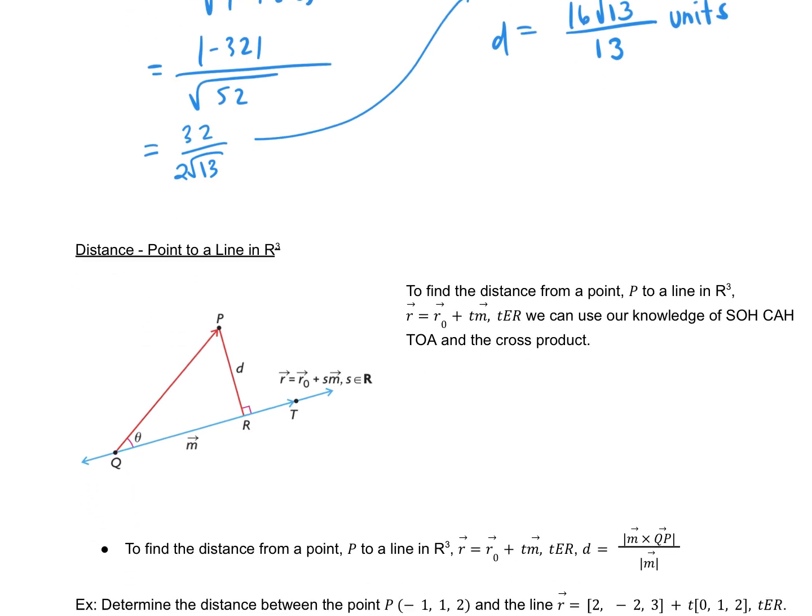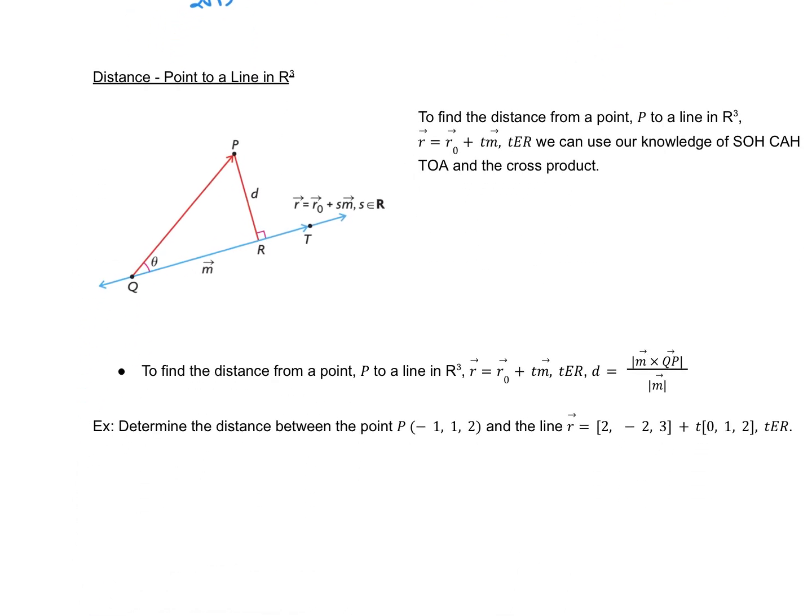All right, let's move on to the three-dimensional space. So we don't have a Cartesian equation of a line in 3D, so we have to use the vector equation. And to develop this formula, we're going to use our knowledge of SOHCAHTOA and the cross product. So looking at my diagram here, here's the line. We know vector M is the direction vector. And then the point that I'm using is point P. And point Q is going to represent a random point on the line. So that way we can create this vector QP. We have our direction vector, and this is the distance we want.